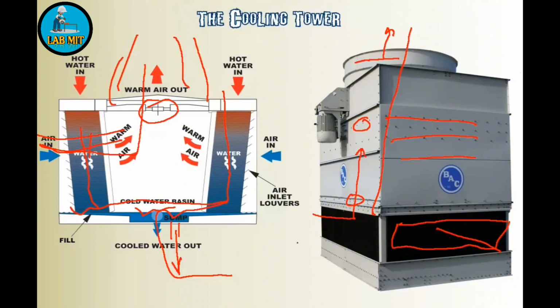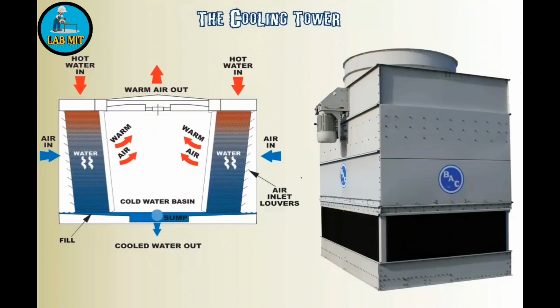This motor here usually has some sort of a gearing that then spins the fan blades here that are inside the shroud right here. And that is basically what a cooling tower does.